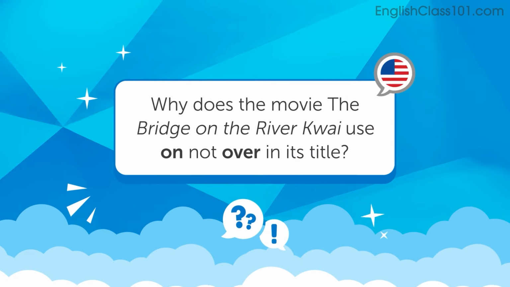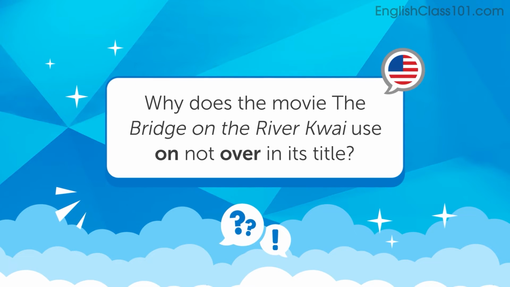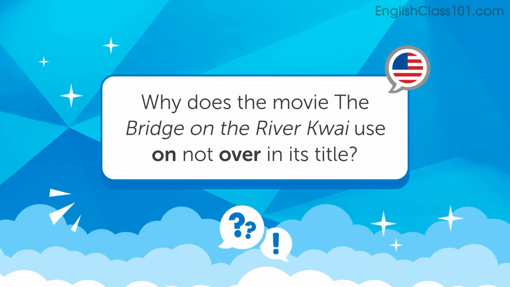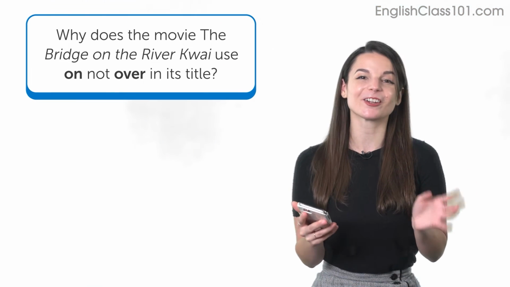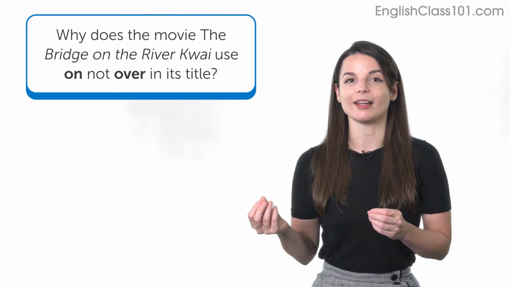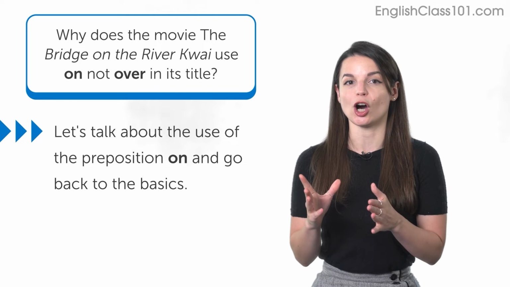Next question comes from Naushad Boedho. Hi, Naushad. I hope I said your name right. Naushad says, "You should know the film The Bridge on the River Kwai. This bridge isn't on the surface of the river, but above it. So why not 'over' instead of 'on'?" Super great question. So, The Bridge on the River Kwai. Yeah, very famous movie. But let's talk about this use of the preposition "on."